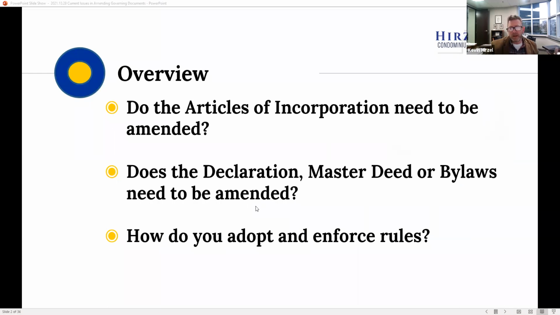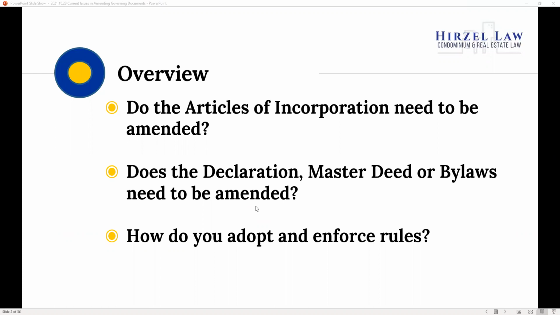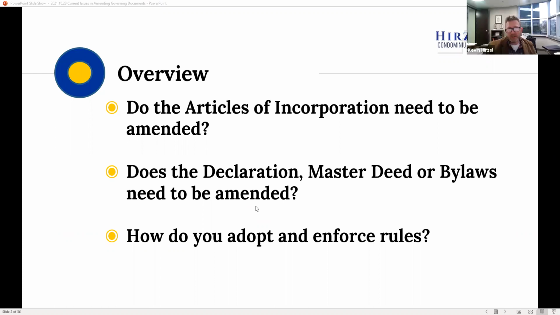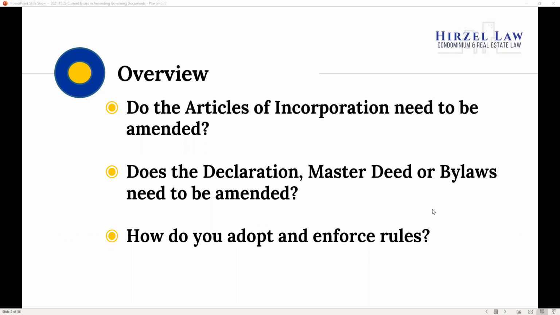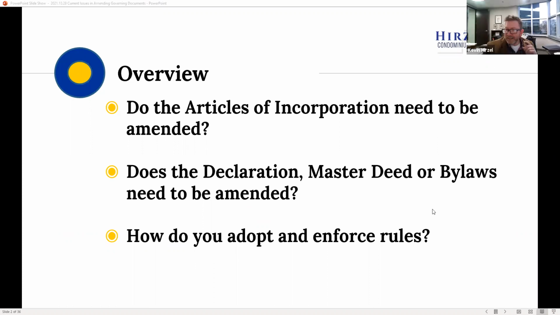Basically, the way we divide it up is as you look at your governing documents, whether you're a homeowners association or a condominium, either one, there are basically three types of documents that can be amended.